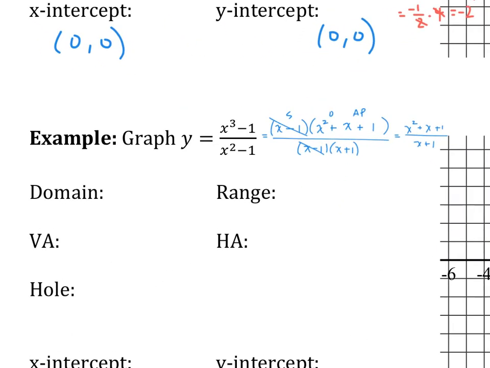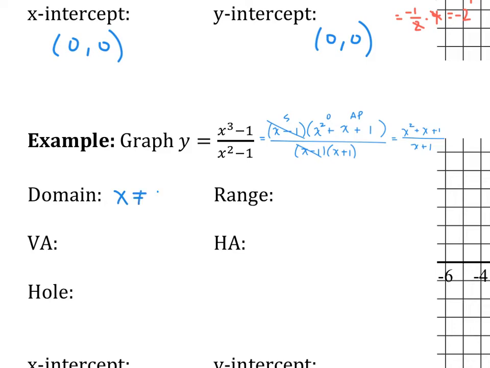All right, let's look at the domain. X is not equal to plus minus 1. Vertical asymptote, only the reduced function, so x equals -1. Looking at the degrees for horizontal asymptote, the top is bigger than bottom, so none. Hole, okay, there is a hole at 1 because that cancels. We need to figure out the y-coordinate, so we're going to plug 1 in this function. So 1 squared plus 1 plus 1 over 1 plus 1. That is 3/2.